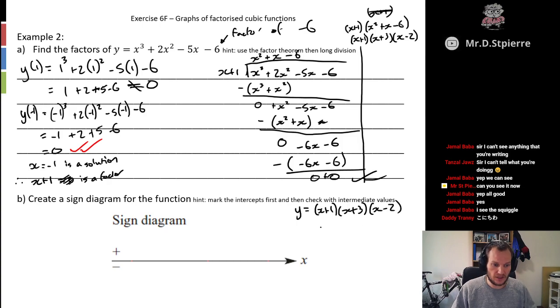Okay, so what are my intercepts? Well, we could use the Null Factor Law, but to shorten that up, we get x equals -1, x equals -3, x equals 2. Okay, so there are the intercepts. So to now create a sign diagram, I'm going to put them on my sign diagram. Just mark intercepts. You could put some values, a scale if you wanted to, if that helps. So I'm going to call that 0, 1, 2, 3.